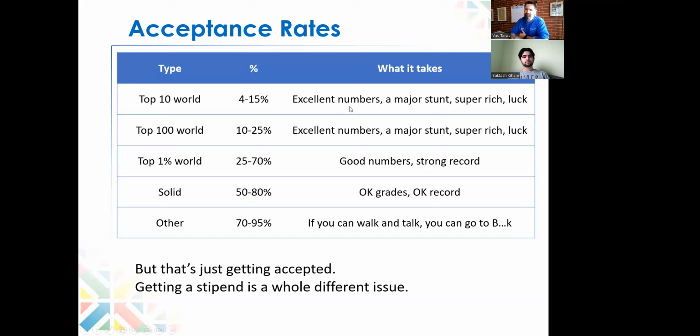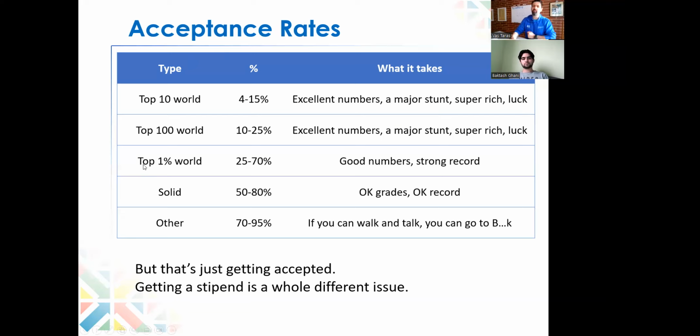Now, getting into these top schools, again, if you're super rich or you have something super, super interesting, yeah, you have a chance. But at the same time, if you go down the scale and you skip Yale, Harvard, Stanford, Princeton, and maybe some of these public schools, if you go to top 100 in the world, these are still excellent schools, which have among their graduates Nobel laureates, presidents of countries. So it's very, very good. And so they would accept maybe a little bit more, like 10 to 25%, but they still need excellent numbers. They still want to see a major stunt. They still would be more favorable towards super rich or influential affluent people, and luck still plays a role.